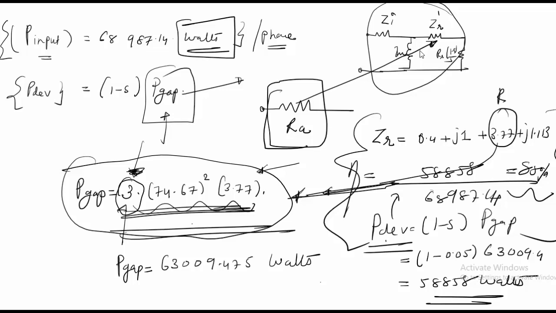Again, just to tell, your power developed was equal to (1 minus S) into PG, which is 1 minus 0.05 into 63.009 kilowatt, and this has come to 59.85 kilowatt.